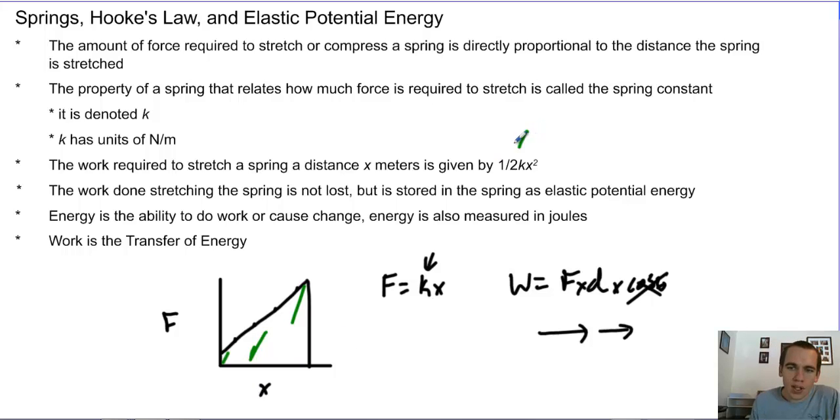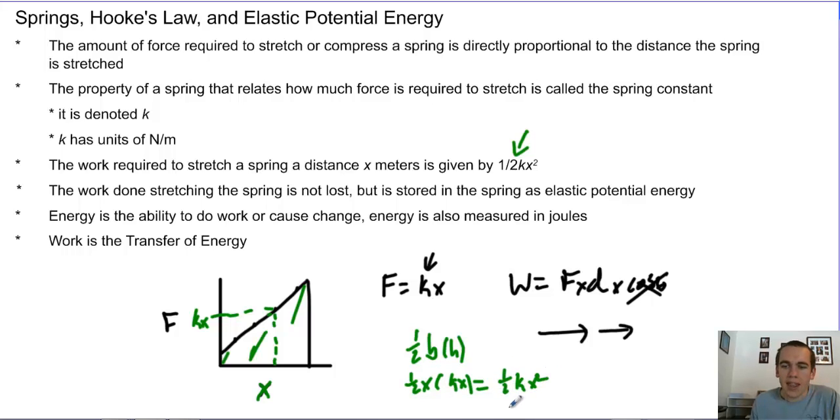And that's where this equation comes from. Remember, the area of a triangle is 1/2 the base times the height. Well, if we stretch the spring a distance x meters, then our height is given by the equation F equals kx. So this height is equal to kx. So the equation 1/2 base times height becomes 1/2 x times kx, which is just 1/2 kx squared. That's how much work it takes to stretch the spring. That's where this equation comes from. 1/2 kx squared is the work stored when we stretch a spring. So that's stored as elastic potential energy.